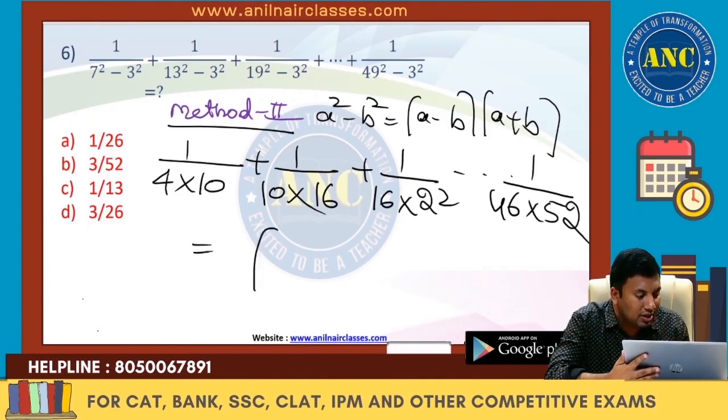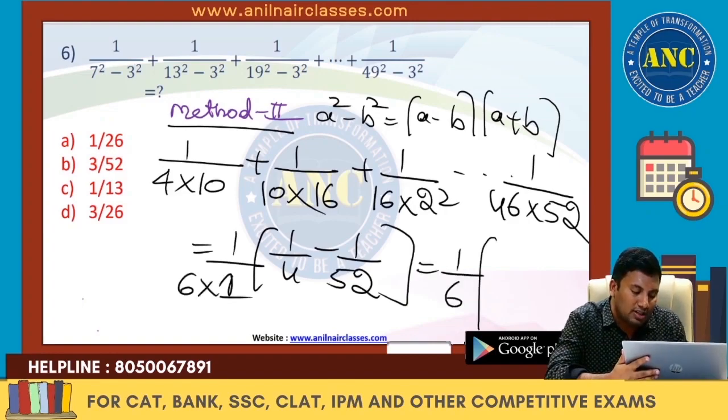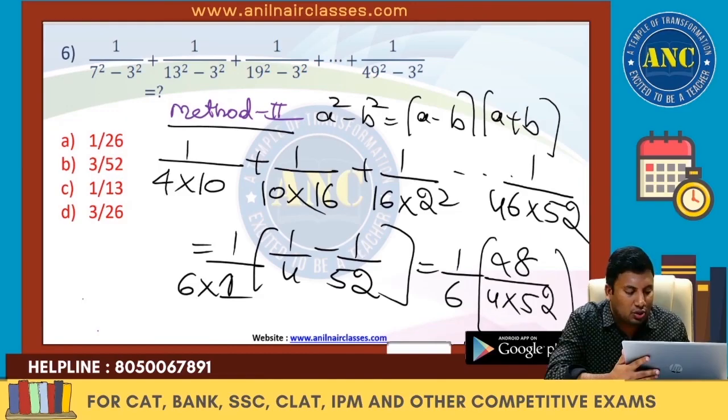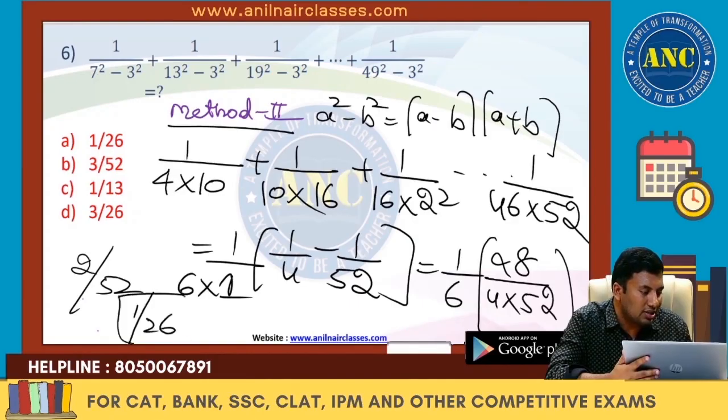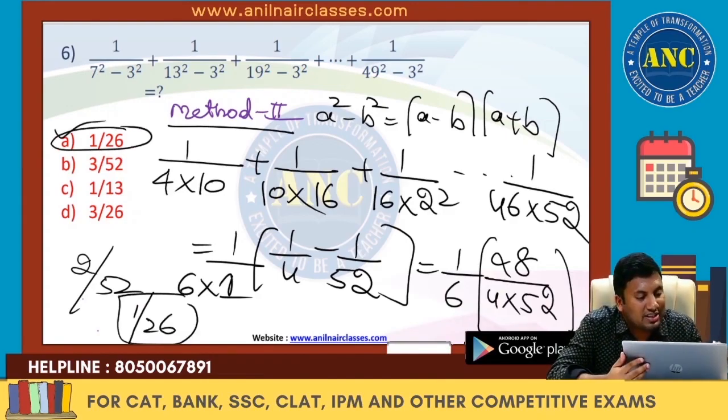So these are nothing but 1 by 4 minus 1 by 52, 1 by the common difference, which is 6. 1 by 6 into (52 minus 4), 48, divided by 4 into 52. Answer is 2 by 52, which is nothing but 1 by 26. This 1 by 26 is the answer.